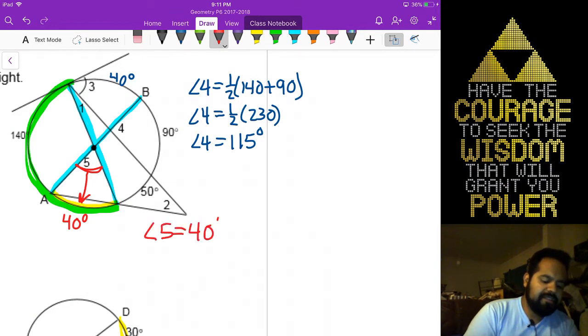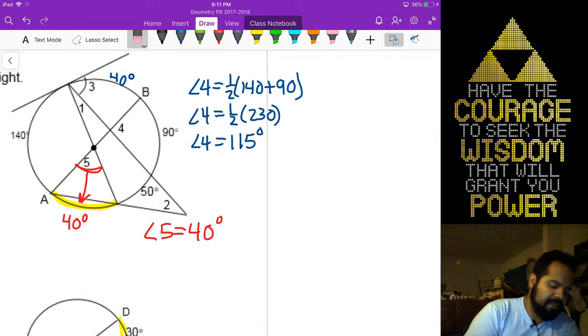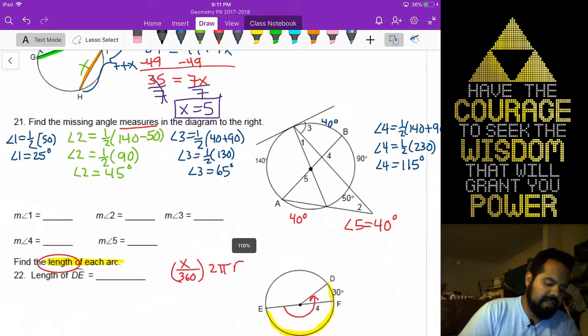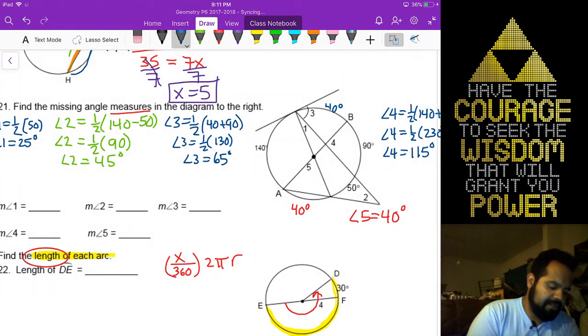Now, if you were feeling so inclined to do that theorem, you could do 40 plus 40 divided by 2, but you're still going to get 40. So nothing special happens there. Yay! We're done for this one. I'm going to fill in my answers, because why not?